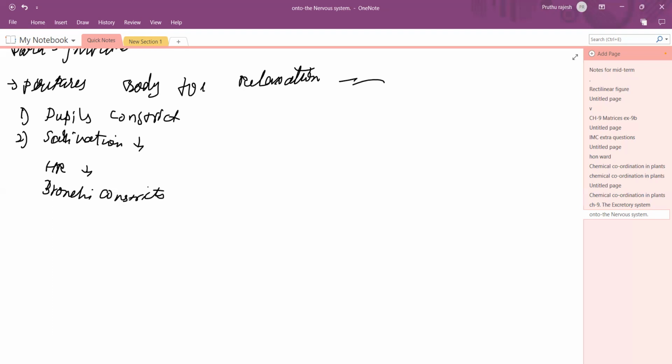And let me define what is reflex action for you. Reflex action is an automatic, quick, and immediate involuntary action in the body brought about by a stimulus. I'll repeat it again. It is an automatic, quick, and immediate involuntary action brought about by a stimulus.